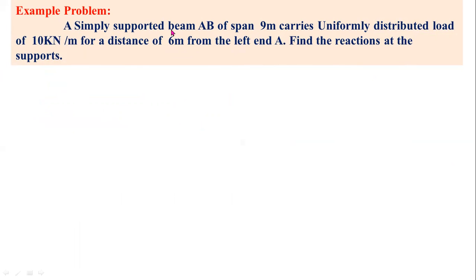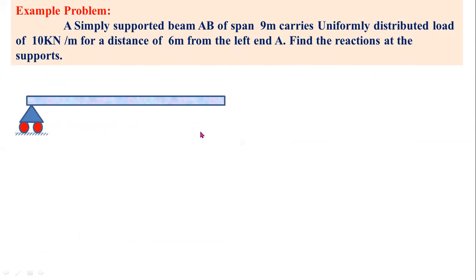First of all, you have to draw a diagram. So this is a simply supported beam, and here this one is a UDL load, uniformly distributed load. Here 10 kilonewton per meter is the intensity of the UDL load. Intensity of UDL is 10 kilonewton per meter.